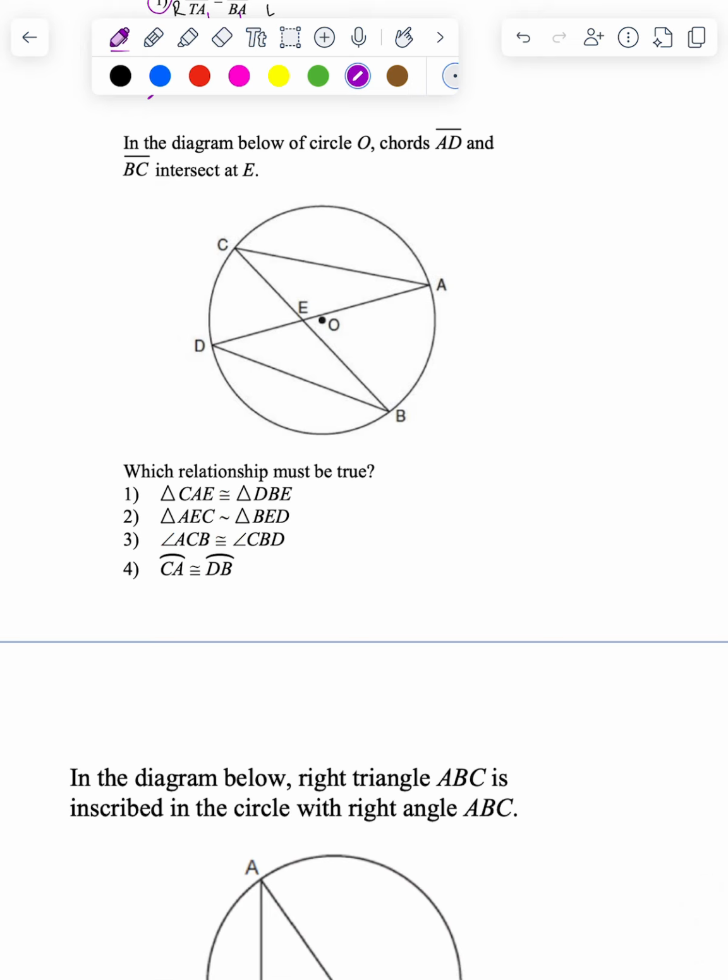Which relationship must be true? We have intersecting lines. It tells us that in the question. AD and BC intersect at E, so we once again have vertical angles. And we do have inscribed angles that intercept the same arc. Here's one set of them. CAD intercepts arc CD. And so does angle CBD. It also intercepts arc CD. So those are congruent to each other. So the triangles are similar.